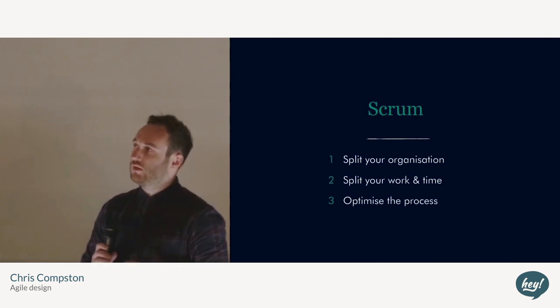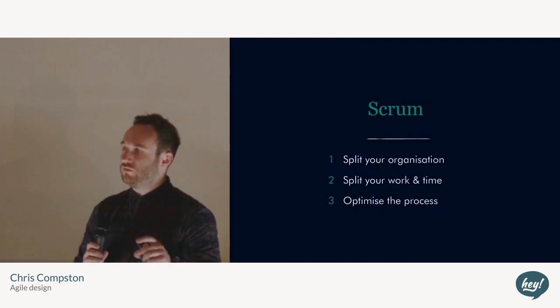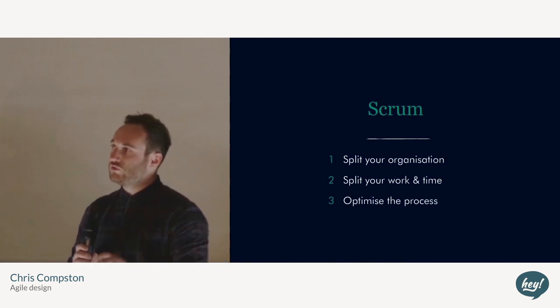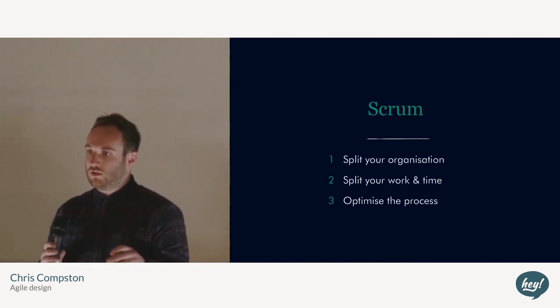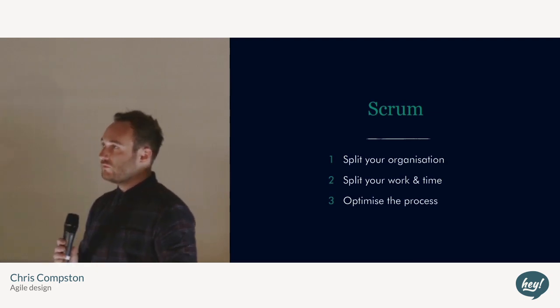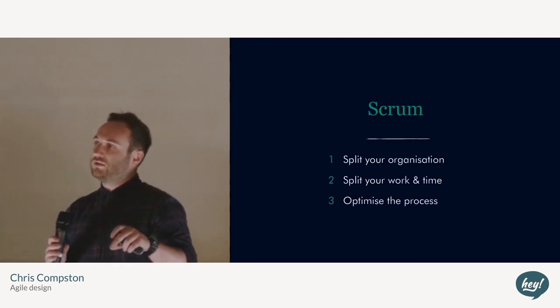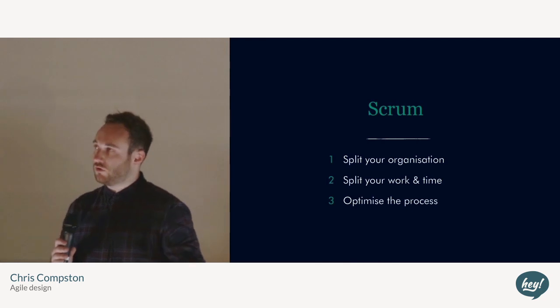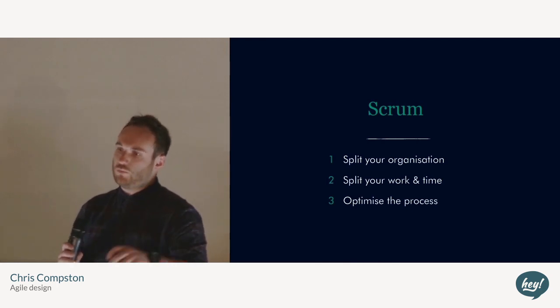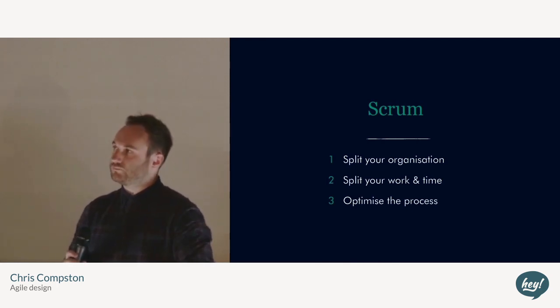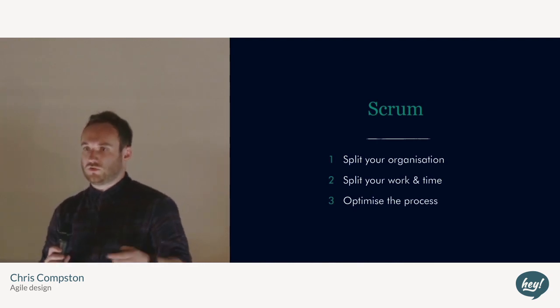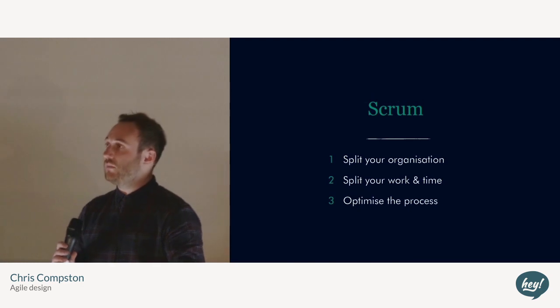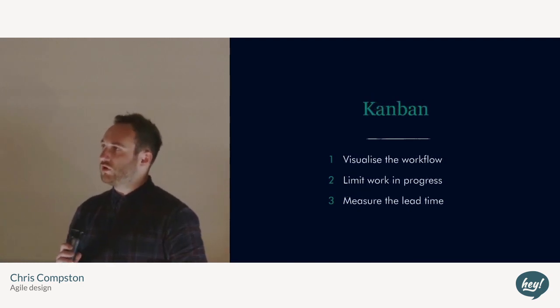Now, the 2 methods are quite different, even though they're both called Agile. With Scrum, you essentially split your organisation up into small teams called Scrum teams. You split your work up into smaller tickets or user stories, and you split your time up into 1 to 2 weeks. And as you go along, you optimize the process by doing retrospectives, what went well, what went badly, and just reviewing the process as you go along.